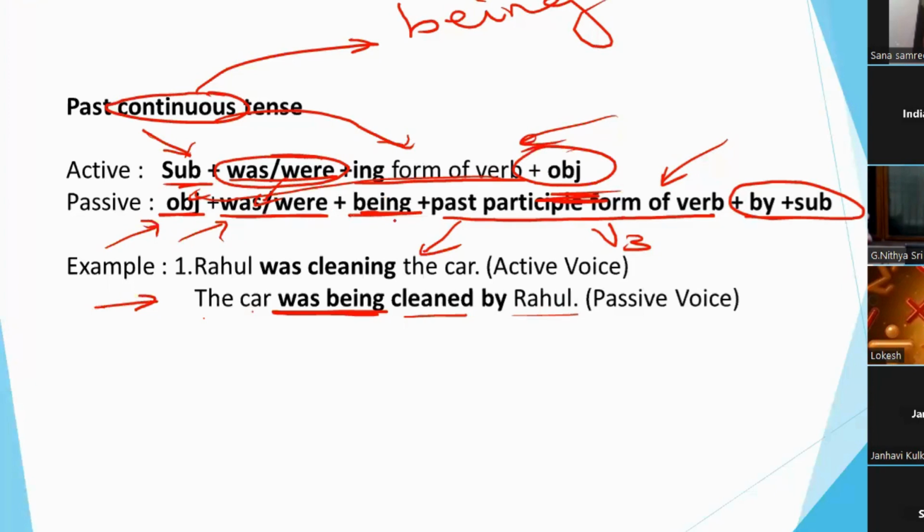Next, when you have continuous tense, I've told you to use being in your passive voice with auxiliary verbs. So we are doing that, was or were plus being. Now the verb should be in the V3 form, plus the fourth rule, by and subject. Like Rahul was cleaning the car. Okay, ma'am, understood? Okay, good.